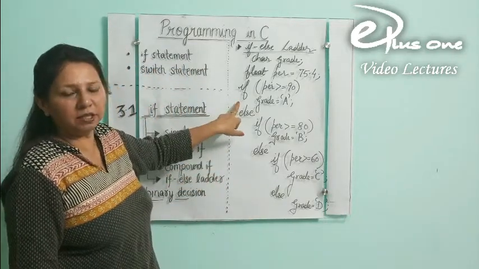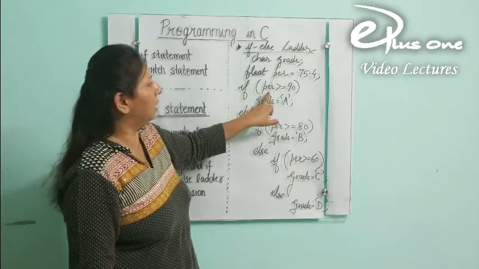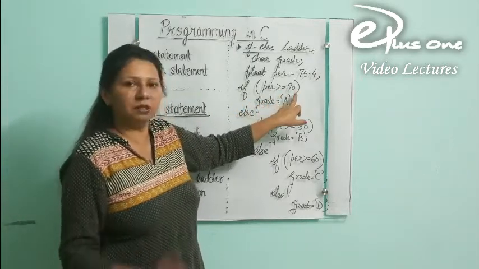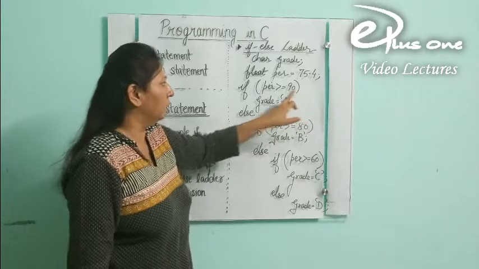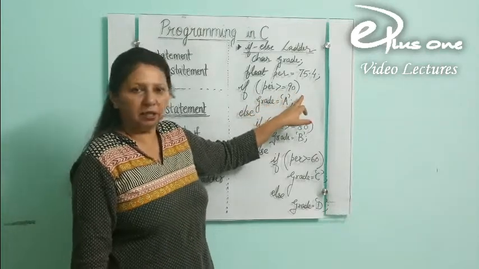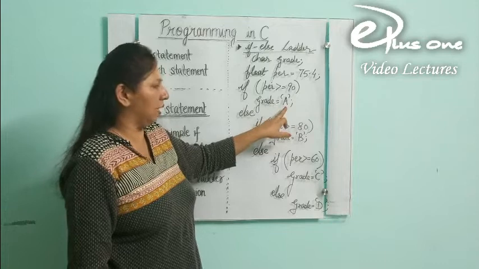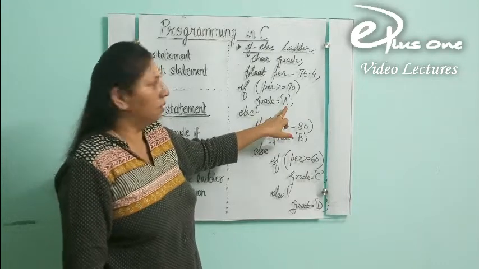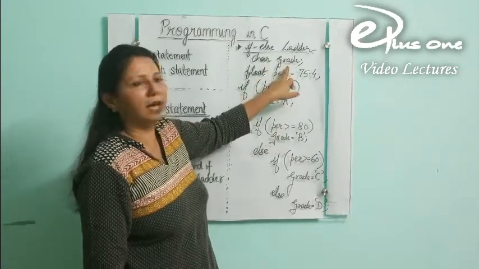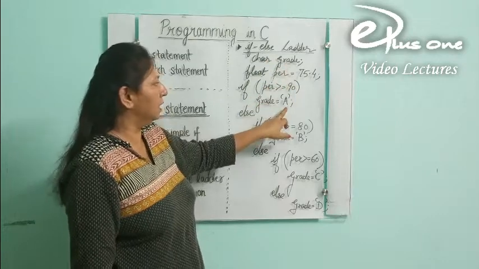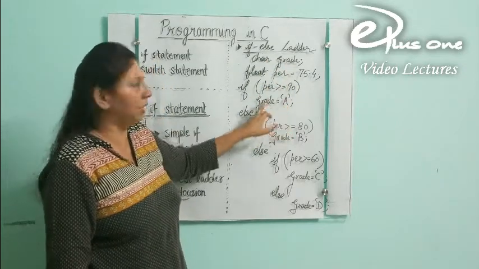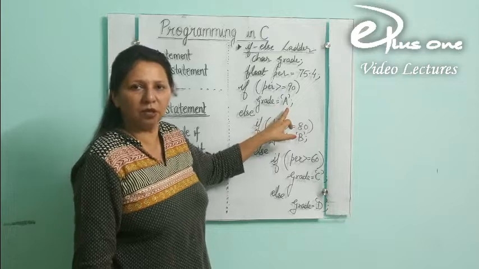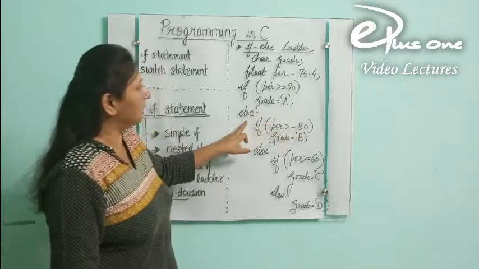I am starting an if statement and I am saying if percentage is greater or equal to 90. This is a single condition I am talking about. If percentage is greater or equal to 90, then the grade is equal to A. A I have written in single quotes because this grade is a character. So whatever is a character, if you want to assign this value A to grade, you should put it within single quotes. Next, I say else.